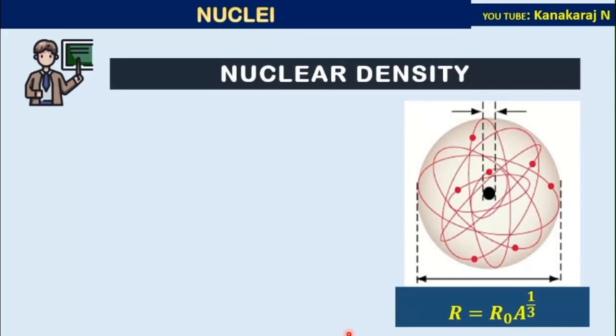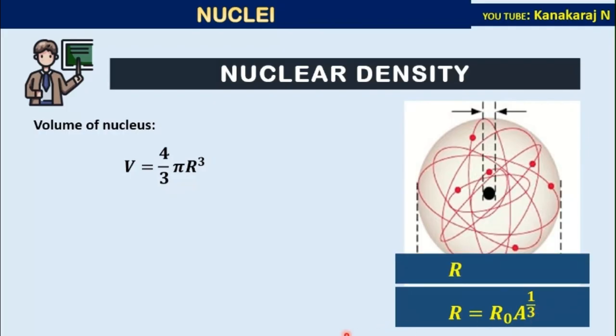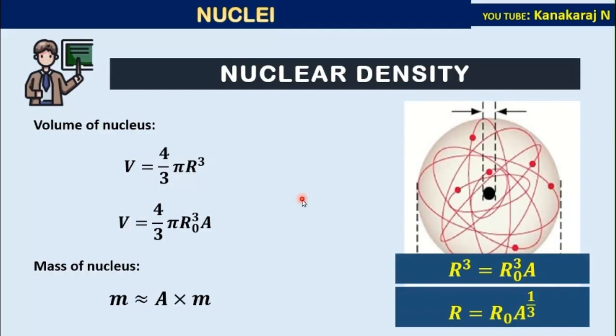Let's learn nuclear density. For that, let's learn the volume of the nucleus. V equals 4 upon 3 pi R cube. Let us replace R with R naught A power 1 upon 3. Cubing R, we get R cube equals R naught cube multiplied by A. So V equals 4 upon 3 pi R naught cube A. Now the mass of the nucleus is approximately A times the mass of the proton.